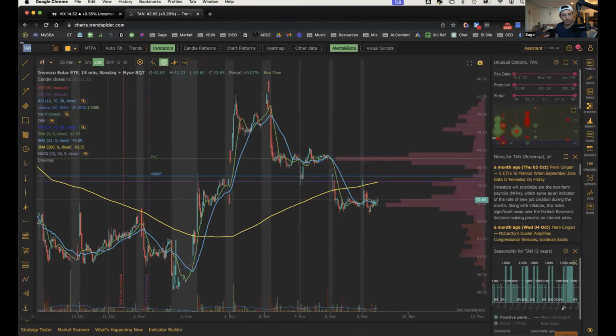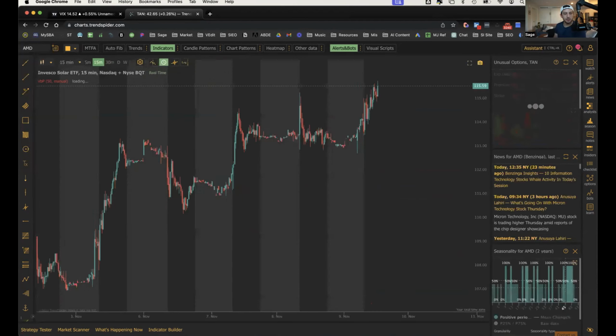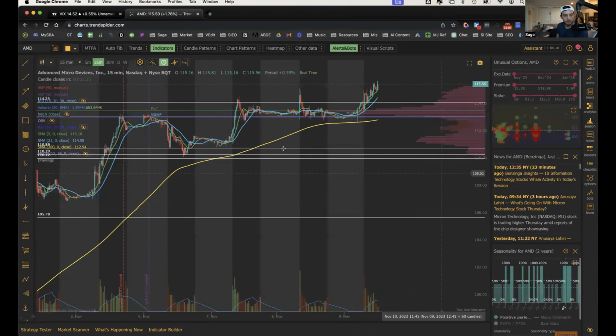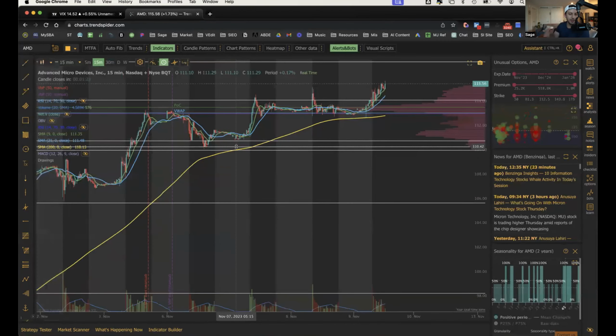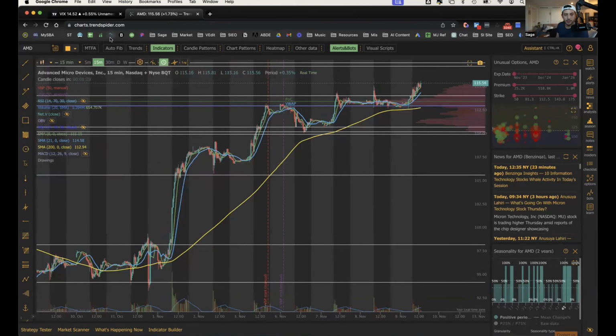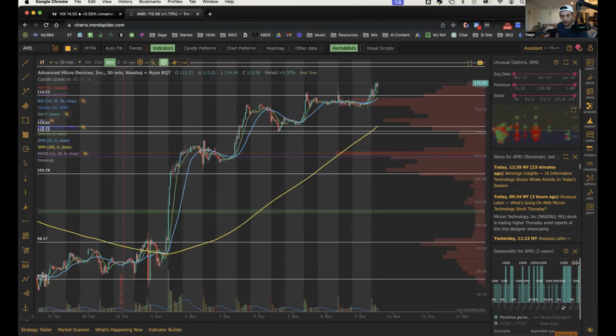Let me try to find an example of something that I would buy. I'm trying to think. You know what? We'll do AMD. I think that this is a pretty good example. I was trying to think of TAN, but I'm looking at the chart and I'm like, no one would probably buy calls except me. All right, let's look on the 30.